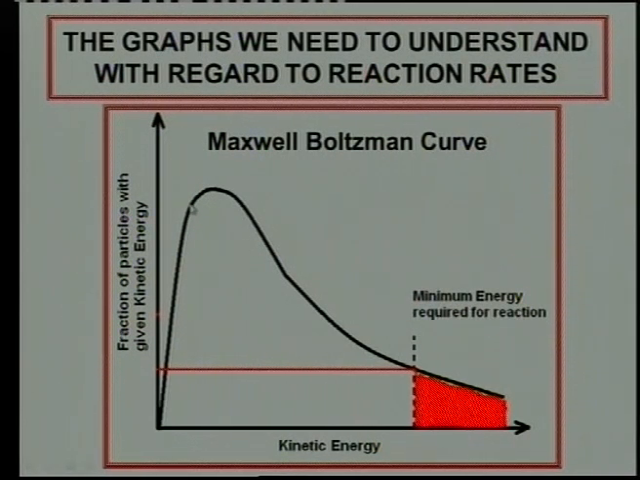If you look at the curve, and we're going to stand still there, we find that there's a dotted line to the right, just left of the red zone, that indicates the minimum energy required for a reaction.